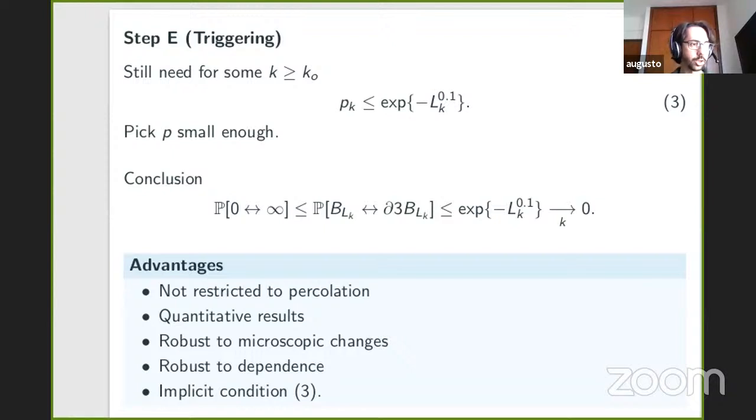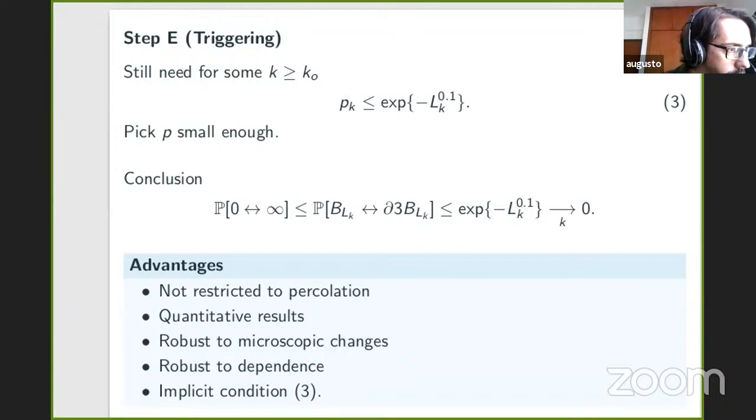They are robust to changes to the model. If you change the lattice, instead of the square lattice you put some diagonals or change something, you see that we almost didn't talk about the lattice here, right? Just do some boxes, that's it. So it's very robust to microscopic changes to the model.